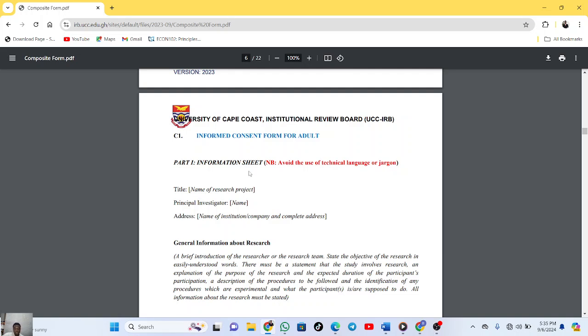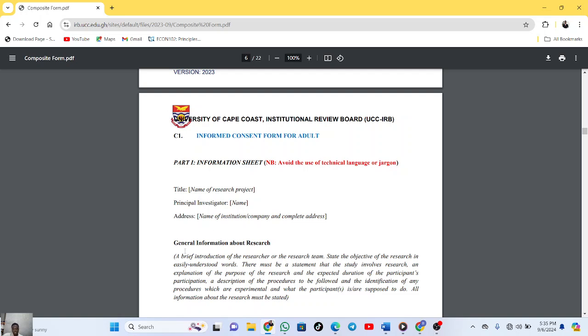Before I go ahead, please note when you are filling the informed consent, you should avoid the use of technical language or jargon. So you ensure that the information you are writing will be simple for even the layman to understand. The first requirement is the title of the research. You put the title of your research, and then you write your name, even as a principal investigator, and your address.